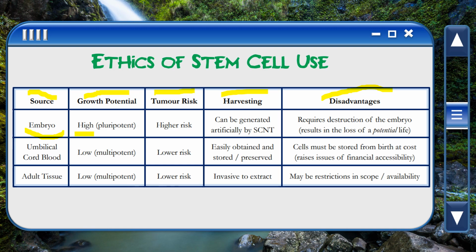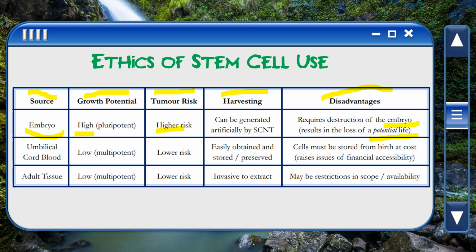What of the tumor risk? That one is the highest. How can it be harvested? It can be generated artificially by somatic cell transfer. The disadvantage is the requirement of destruction of the embryo. This results in the loss of potential life. That is the disadvantage of getting stem cells from the embryo.